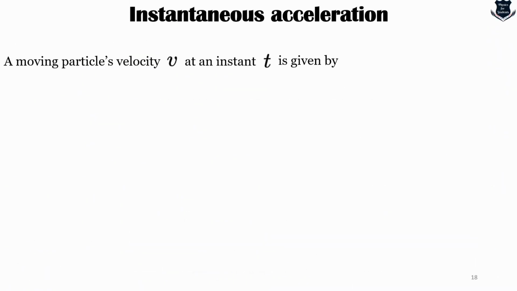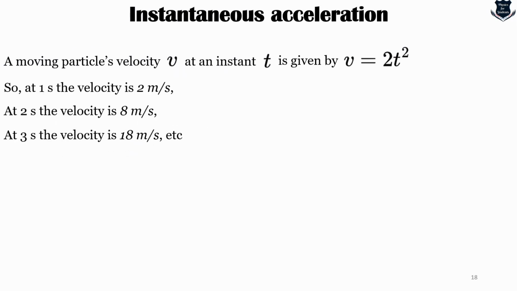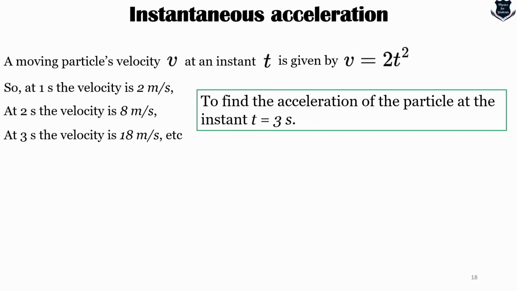Okay, so the first example: let us consider a particle whose velocity in meters per second at an instant t is given by v equals 2t squared, right? So at 1 the velocity is 2 meters per second, at 2 the velocity is 8, at 3 it is 18, and so on. Now let us say that we want to find the acceleration of the particle at the instant t equal to 3 seconds.